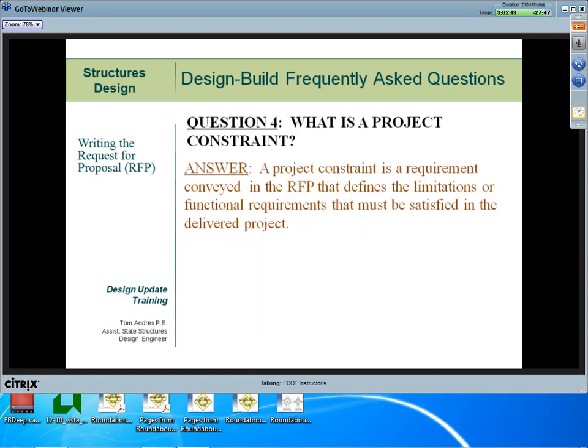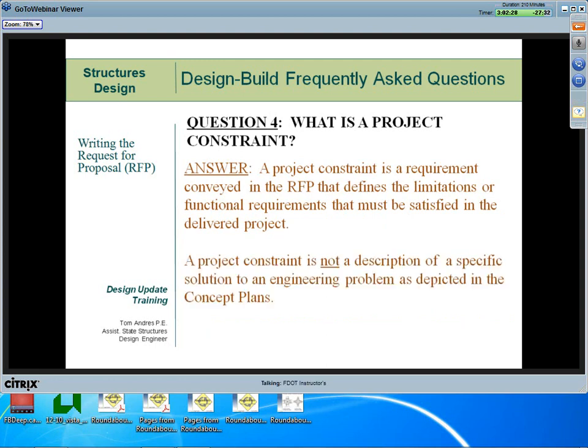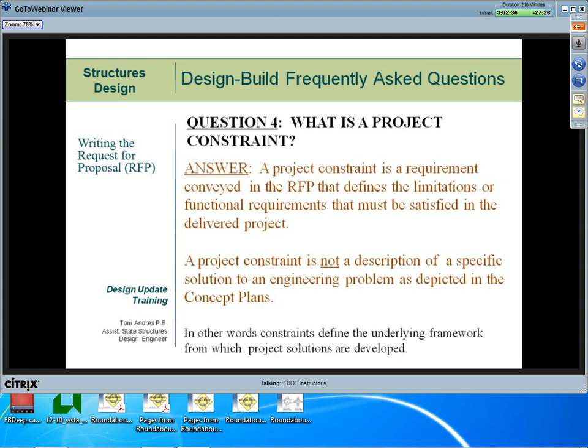Question number 4, what is a project constraint? A project constraint is a requirement conveyed in the RFP that defines the limitations or functional requirements that must be satisfied in the delivered project. A project constraint is not simply a description of the concept plans. Rather, a constraint defines the underlying framework from which the project solutions can be developed.